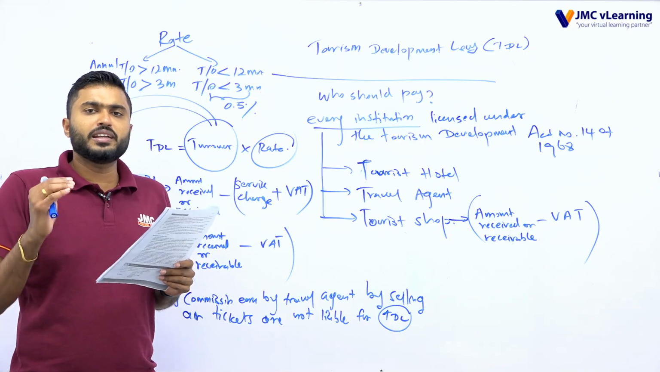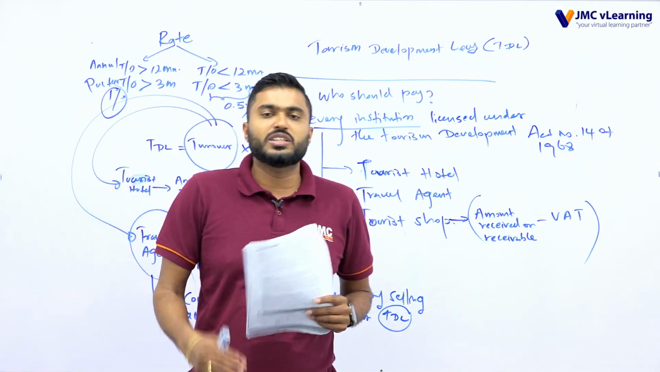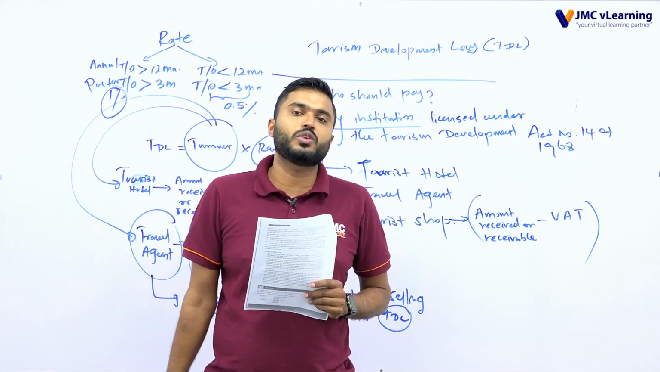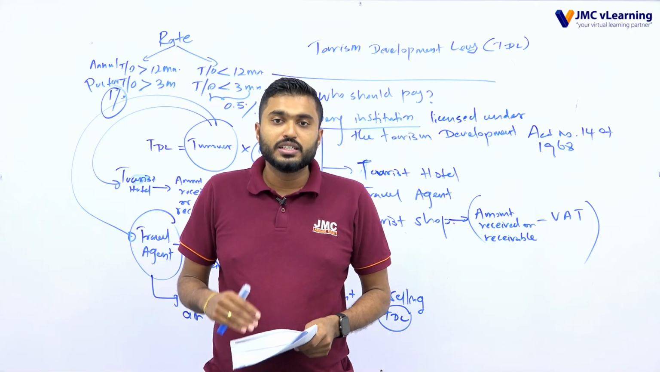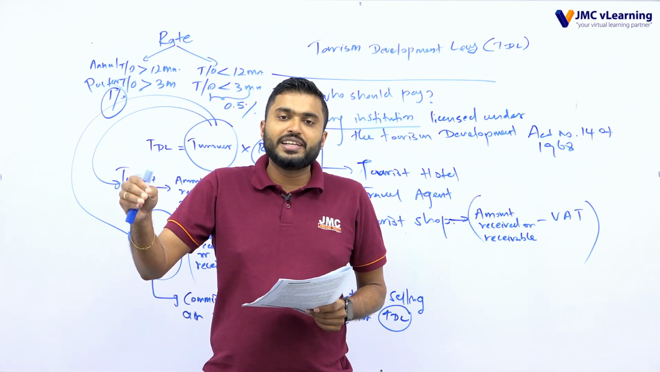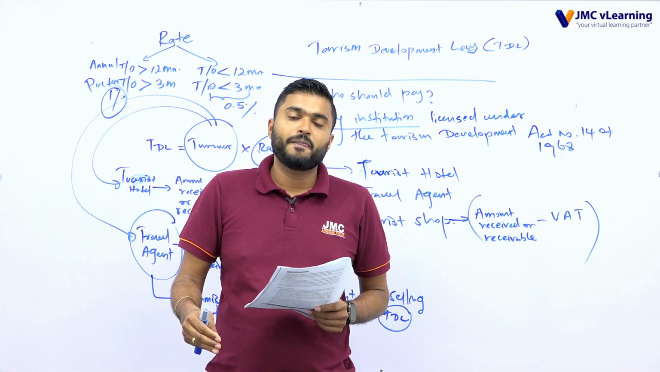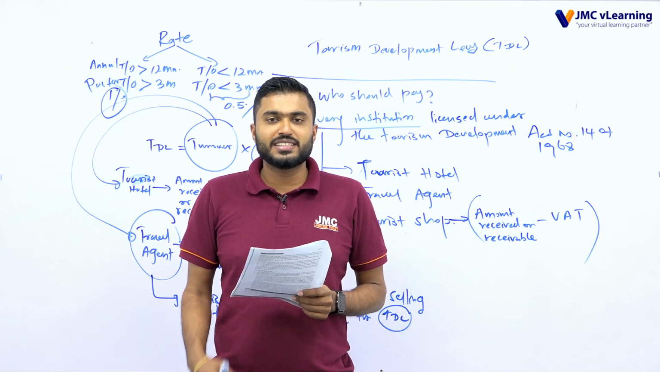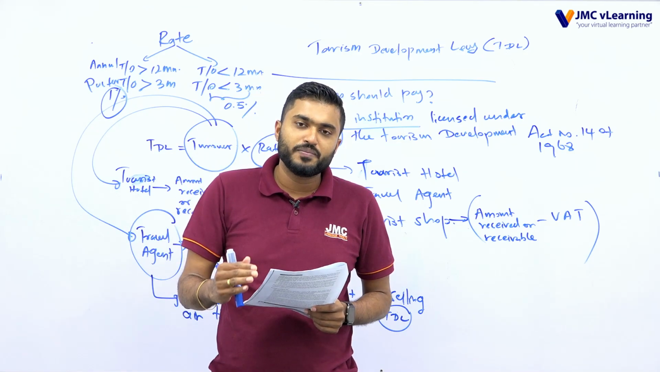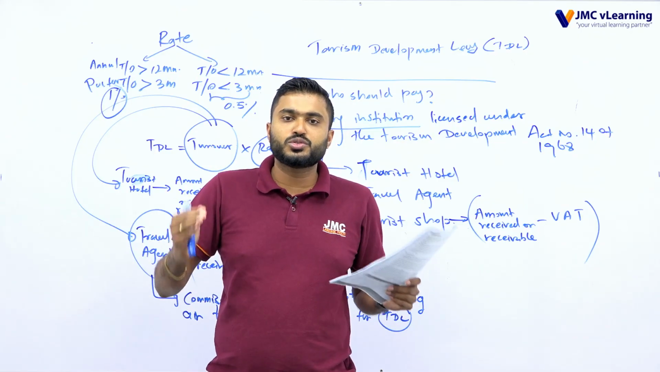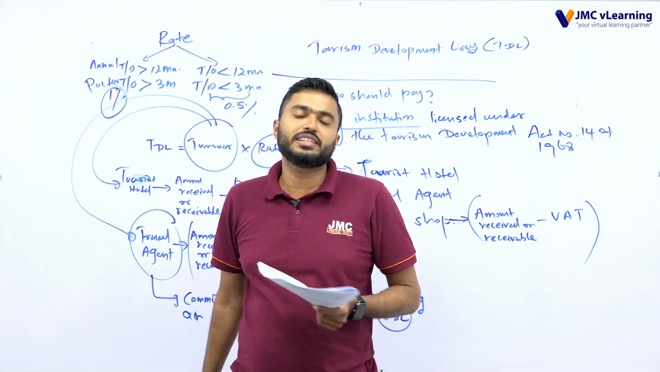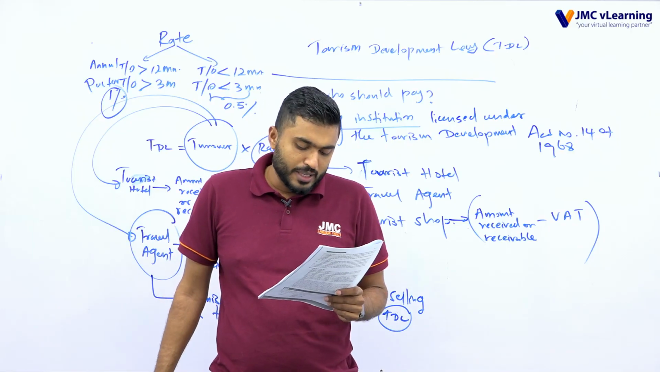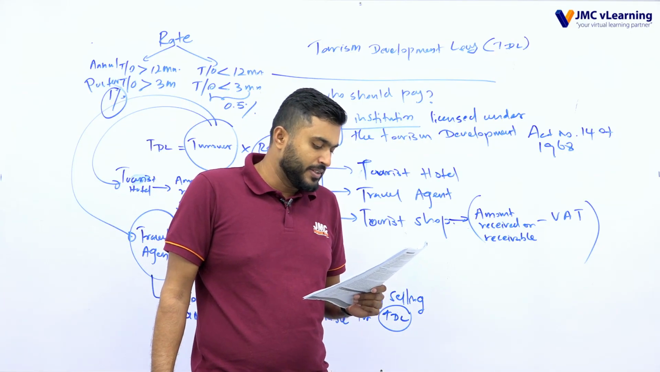So the tourism development levy should be paid quarterly. Once a quarter, you have to pay the tourism development levy, and the return also needs to be submitted quarterly. The return and the payment both should be submitted on or before the end of the next quarter. For example, if a quarter ended 31st March 2024, then the payment and the return both should be submitted on or before the end of the next quarter, in the sense on or before 30th June 2024. That is the important thing that we need to keep in mind.